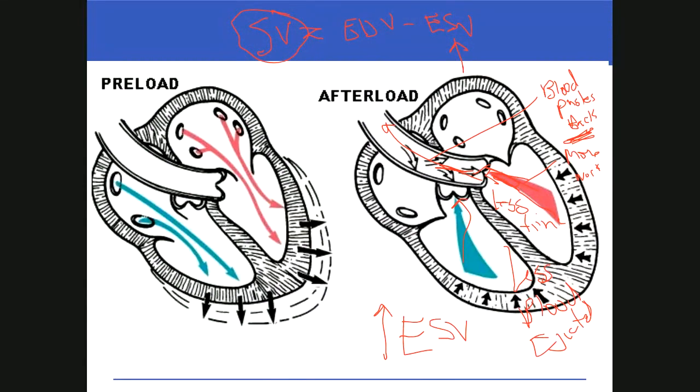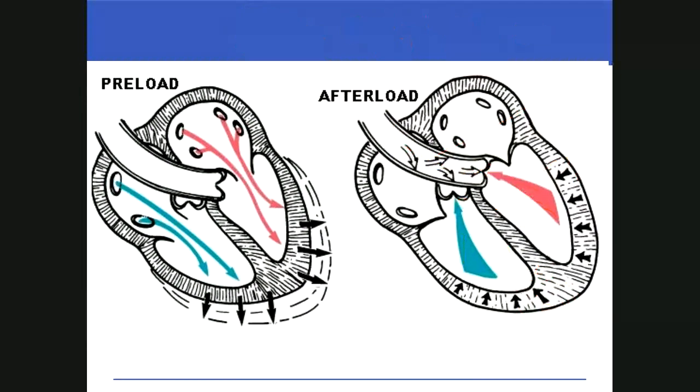It goes down. Remember what our numbers were? 130 and 50. So we got 80. That came off our Wiggers diagram. What if it wasn't 50? What if it's 80? What would stroke volume have been? It would only have been 50. So this afterload, if I increase afterload, what is that going to do to stroke volume? It's going to decrease stroke volume.